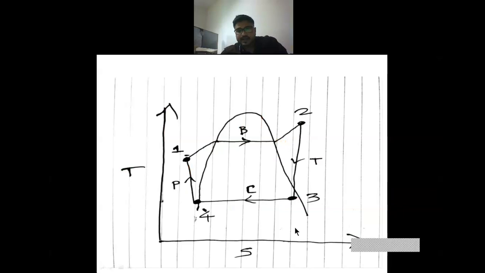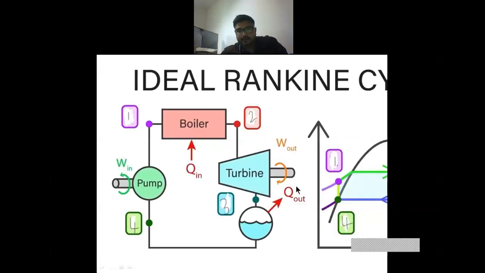This is the TS diagram of the Rankine cycle. Again we are repeating. At the entry of the boiler we are supplying water. In the boiler what will happen? We are supplying heat. So that's why this water will become superheated steam. Clear? Then we are supplying this steam to the turbine. It will perform its work, and that's why its pressure and temperature get reduced. So here we have supplied superheated steam, and here we get steam. Clear?